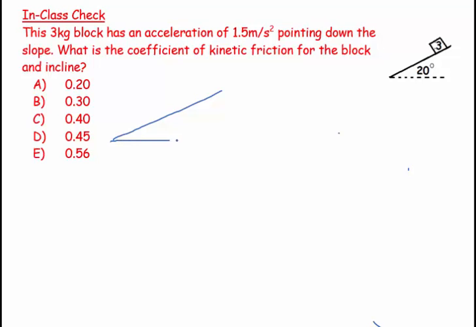So there's my incline. It's 20 degrees to the horizontal. Let's put a nice small block on it. I have a series of forces. I have a force downwards. It's a 3 kilogram block, so that will be 30 newtons. I must have a normal force, that's an Fn.